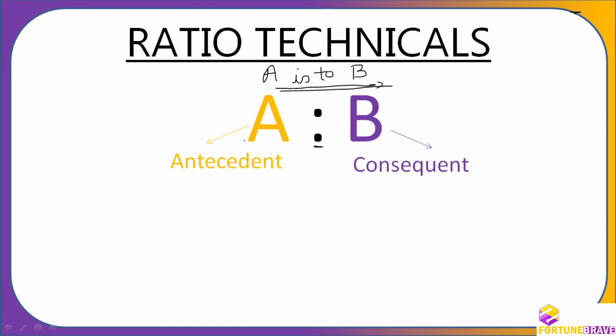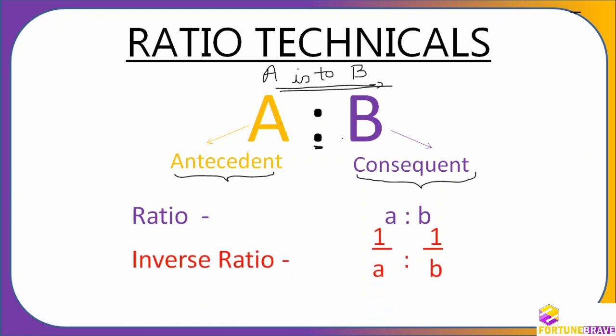The first one, A, is called the antecedent, and the second one is called the consequent. So if A and B are in the ratio of whatever, I do not know, then A is to B is the ratio. Those are called antecedent and consequent. So I said it is in the ratio A is to B.